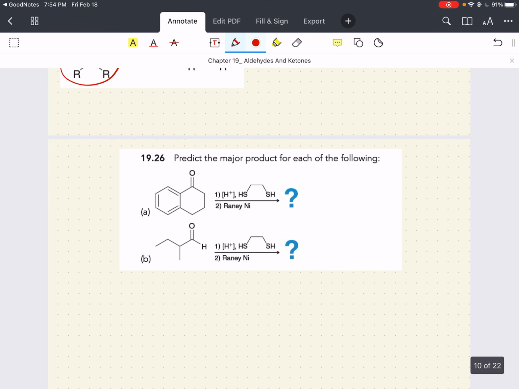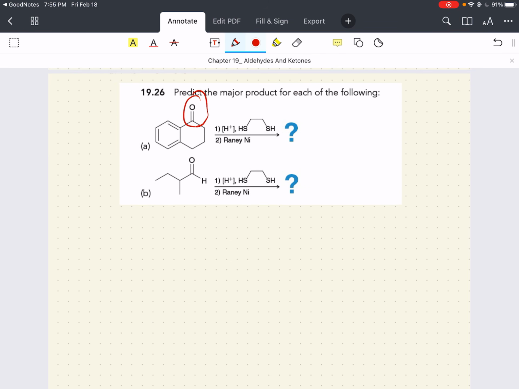All right, and what we're going to do here is actually do a few practice problems in regards to this. This question asks, predict the major product for each of the following reactions. First and foremost, here we have a ketone, and our first step, number 1, obviously, we're going to treat it with 2 equivalents, you can think about it like that, of thiol, and what we're going to form is a thioacetal here. So that's our first step for A.